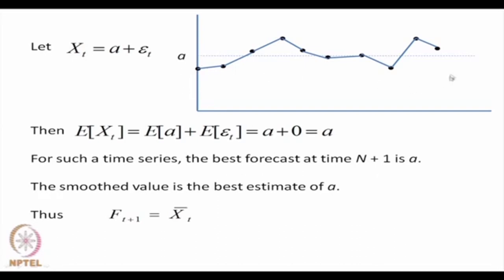So, suppose that this is n, we have plotted this and we have found that the best model for this time series is x t equals A plus epsilon t. That is, it has an average and a noise, then the best forecast is the average itself. A is its best forecast. The smoothed value is the best estimate of A. By smoothing, we are basically trying to find out the value of A. Thus, the forecast at time period n plus 1 or t plus 1, the next period forecast, is nothing but the average value of x calculated at this point of time. This is thus the forecast, very simple.